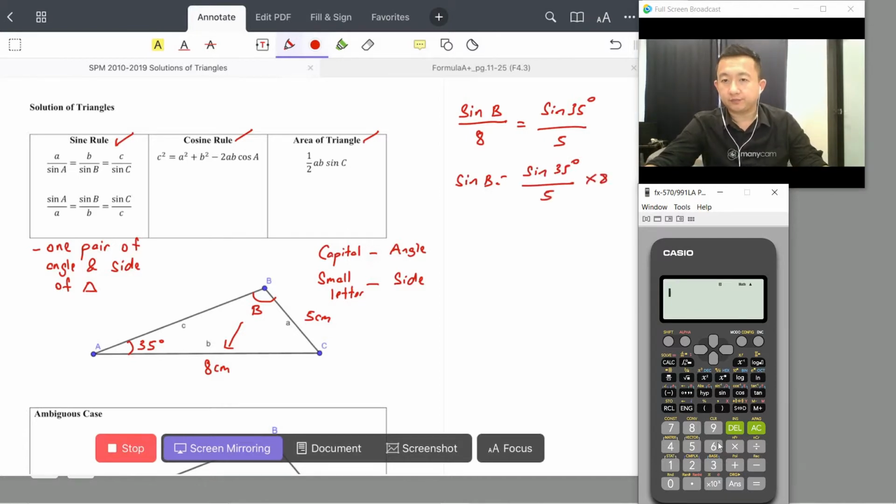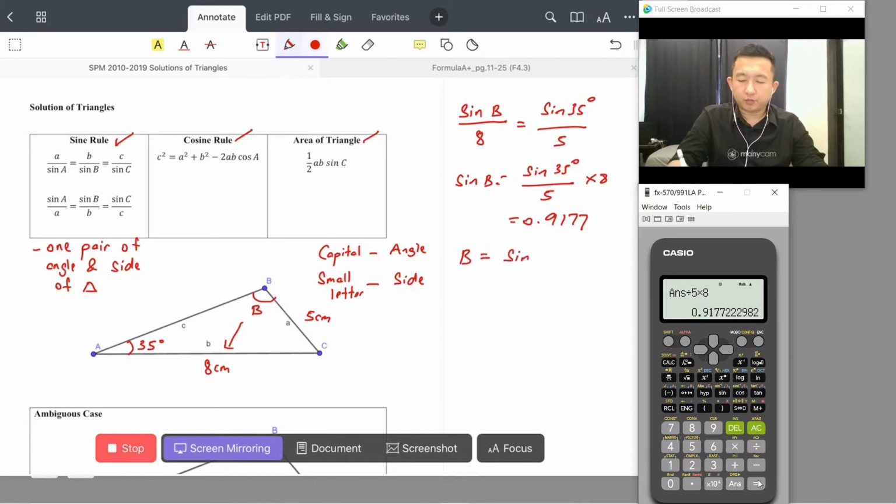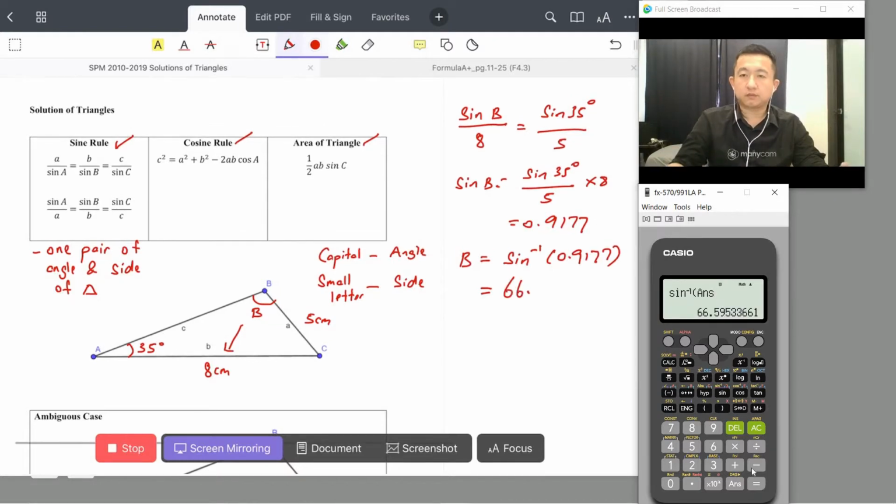And what do we have? To proceed to find the angle B, what do you need to do? Right, sine inverse. This is your answer. This is an example of how you apply the sine rule to solve the problem.